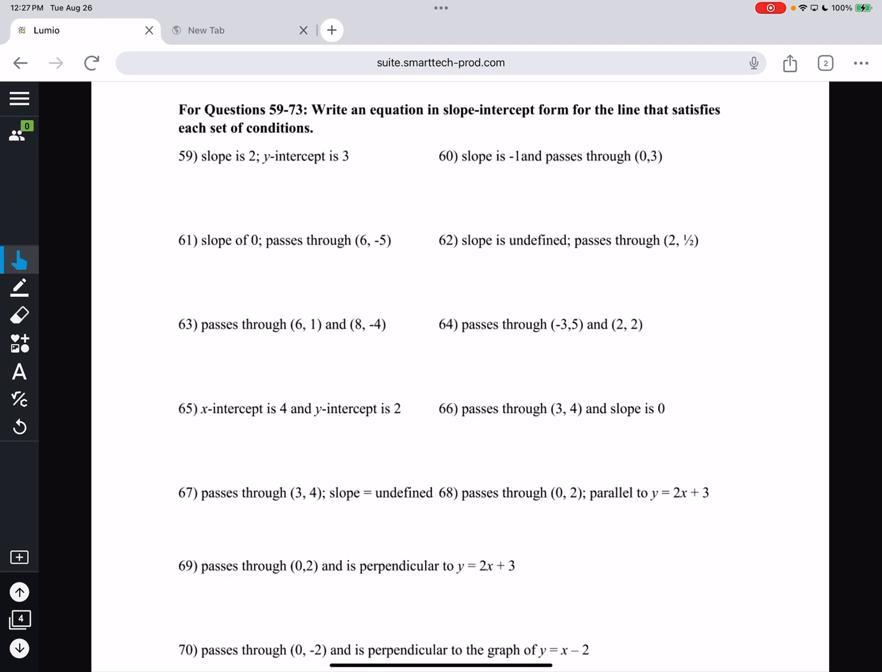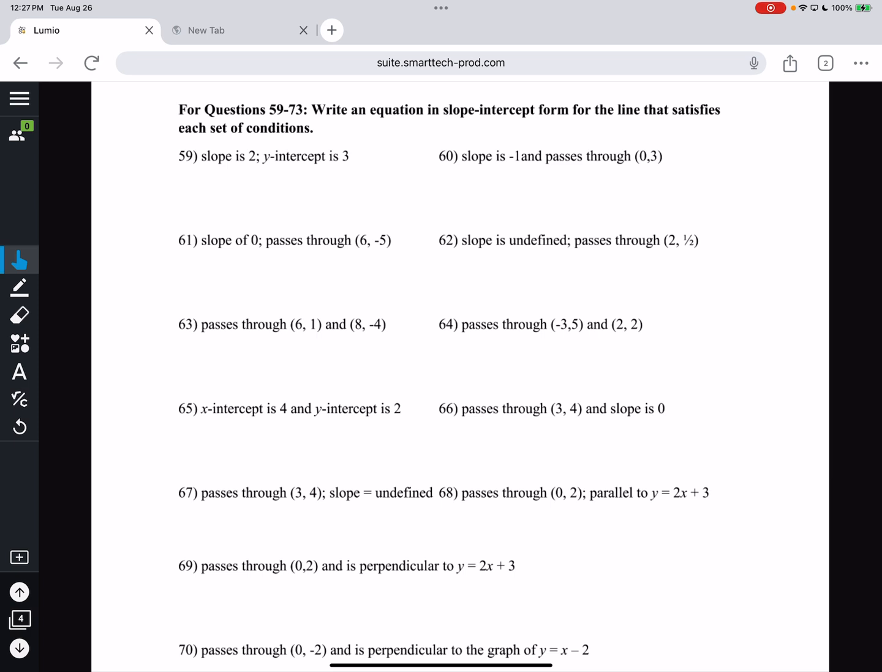All right. So what we're doing is writing the equation in slope-intercept form for the information that we're given. But what is slope-intercept? We need to know what we're looking for. It's an equation: y equals mx plus b. What is rise over run referencing? Slope. We are going to have to figure that out at different parts.